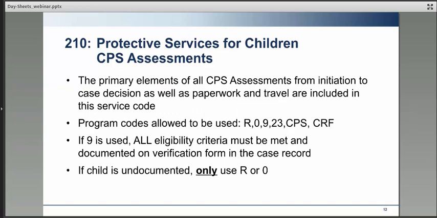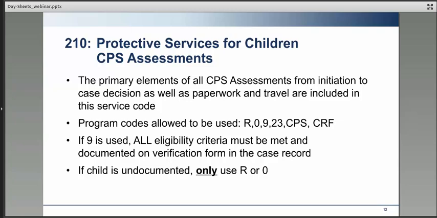The next area following down the path of services is going to be 210 or assessments. The official title is Protective Services for Children, CPS assessments, and this includes all of the elements of the CPS assessment process, all the way from initiation through case decision, as well as the paperwork and travel that are associated with the work on a 210 or assessment case. The program codes allowed to be used are R0, 9, 23, CPS, and CRF. And again, all of those are accepted codes that can be used in the program code section of a day sheet or in an electronic system.